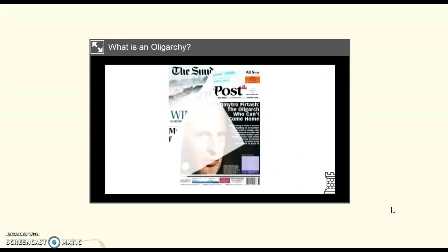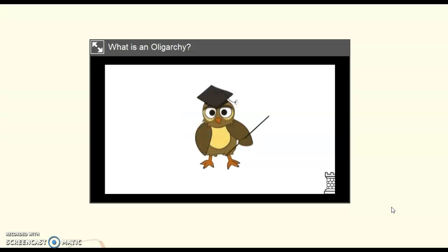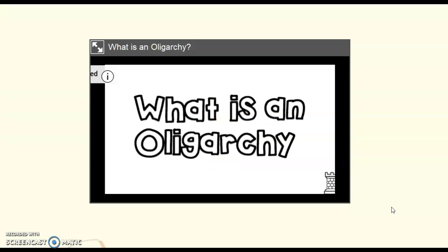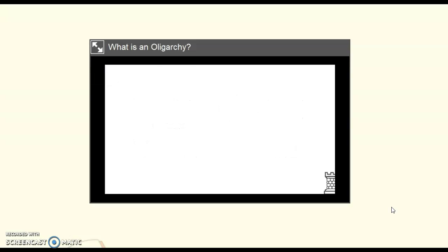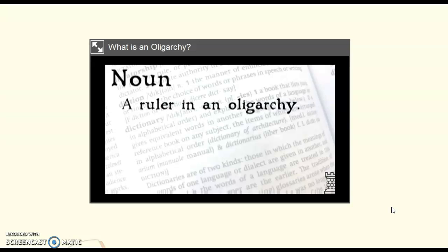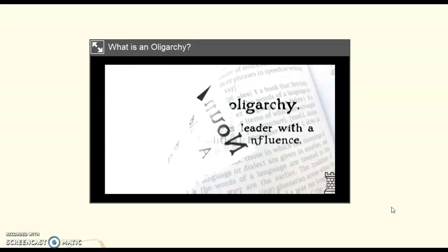Oligarch is a term which is thrown about quite often these days. But do you know what an oligarch is? Or where the term comes from? Well, stick around to find out. The dictionary defines oligarch as the following. 1. A ruler of an oligarchy. Or 2. A very rich business leader with a great deal of political influence.